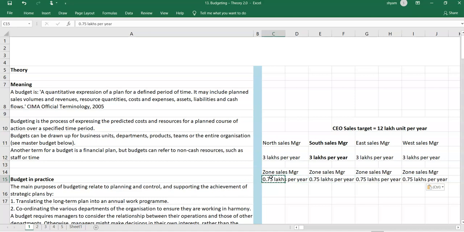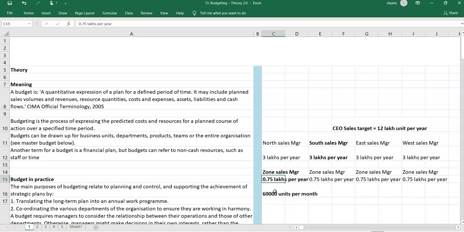Okay, so that becomes a target. What happens is these managers might also have a monthly target. So what would be the monthly target? The monthly target can be 75 lakhs of sales divided by 12 months, which will become something like 60,000 units per month. So these zone managers have to sell 60,000 units of that product. That is their job.